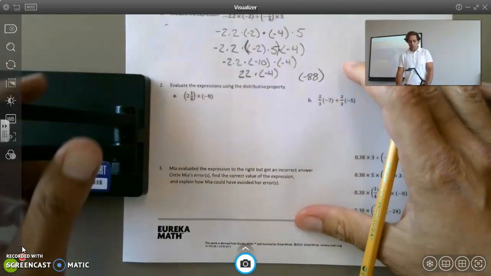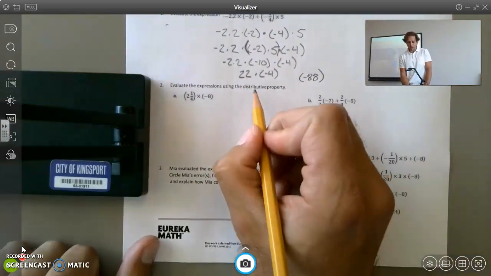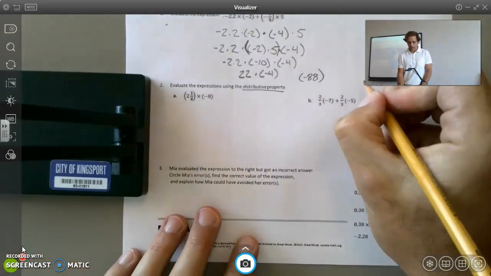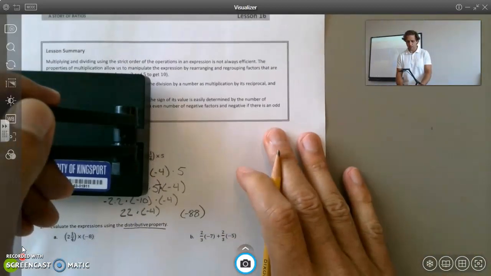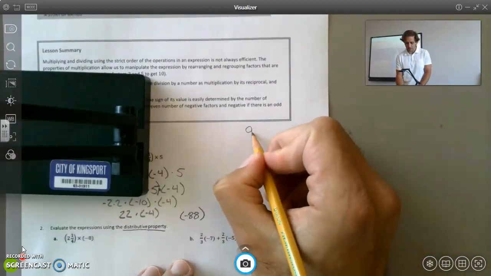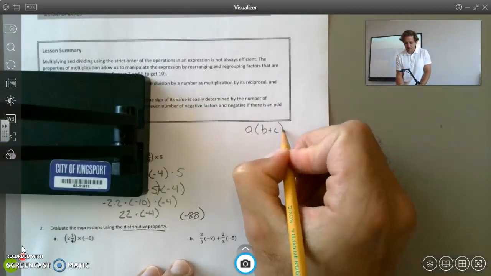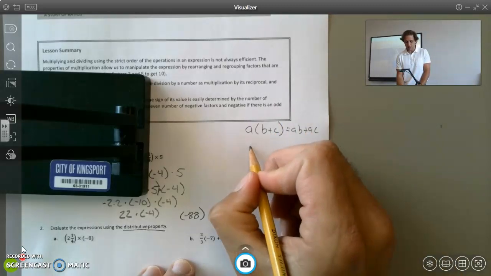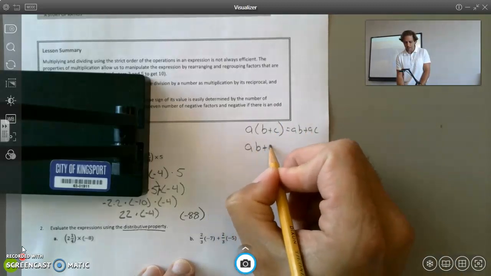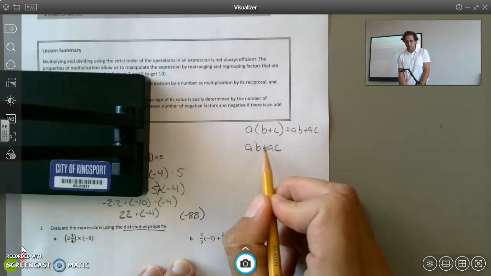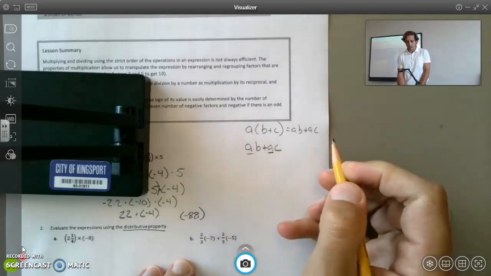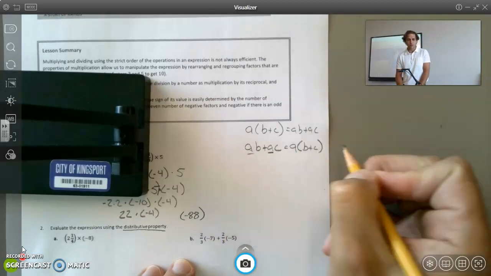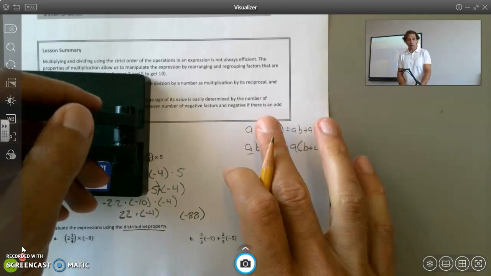Now, looking at number 2, we're going to be using the distributive property. Remember, the distributive property goes two ways. Let's write it up here so that we can just see it for a second. You can always say that A times (B plus C) is equal to AB plus AC. Or in the second example we're going to look at, we're going to see AB plus AC. So I have two terms. They each have the same factor A. I can factor that A out and write it as A times (B plus C). So we're going to do both of these.